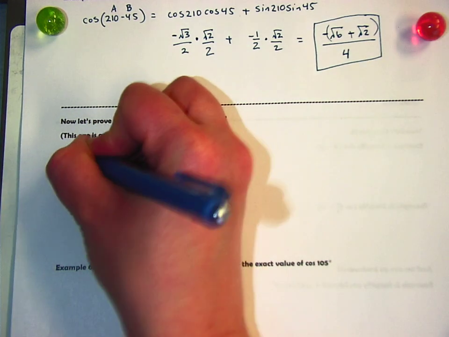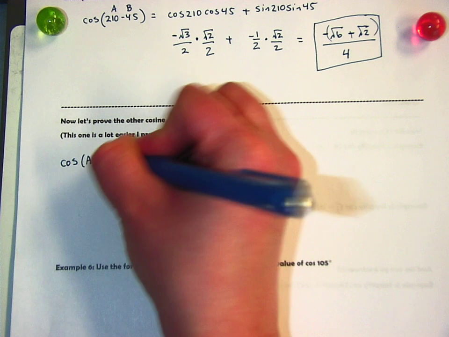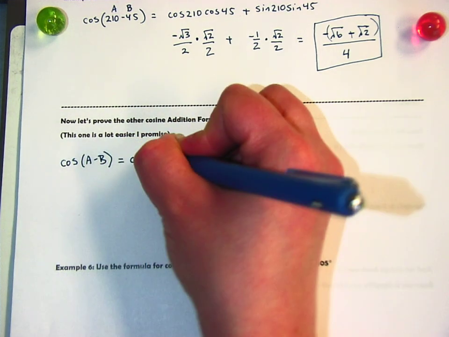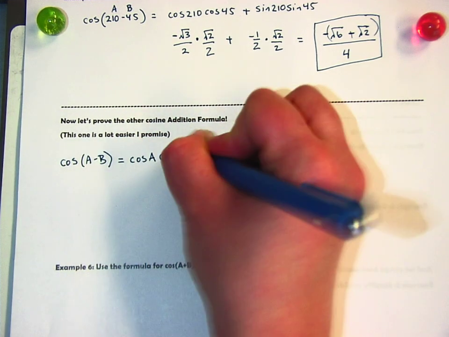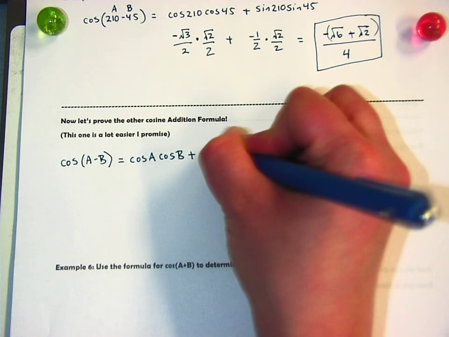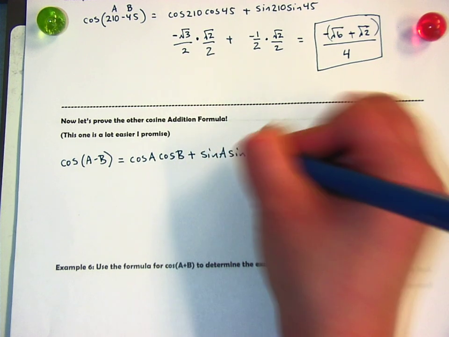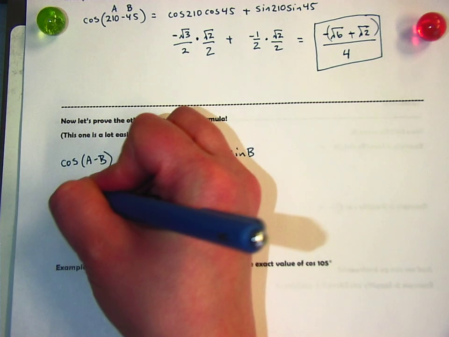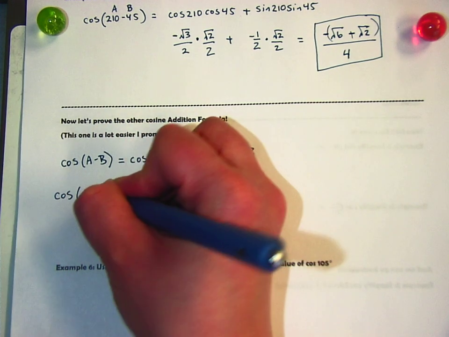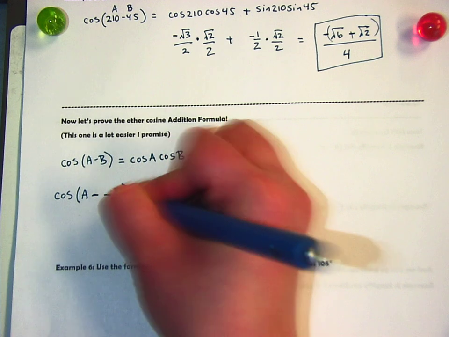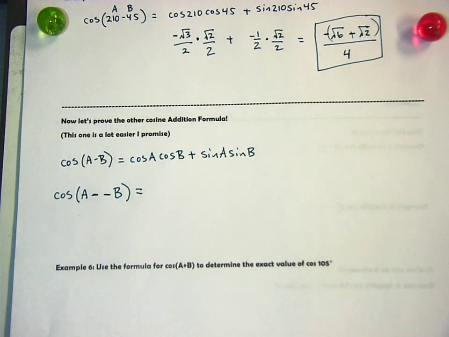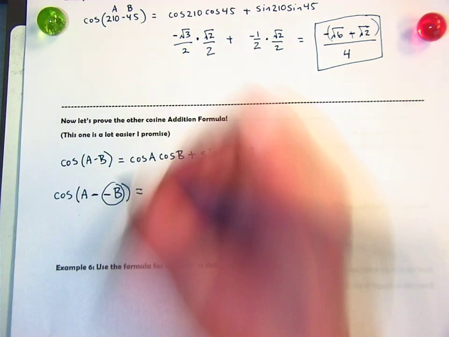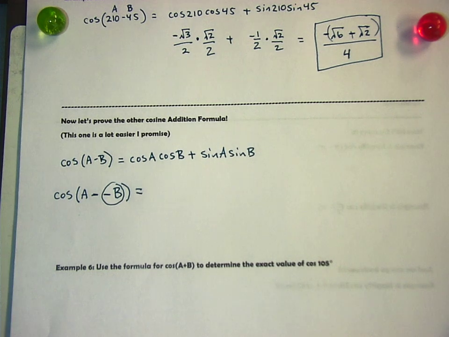Everybody write it with me. Cosine of A minus B equals the cosine of A, cosine of B, plus the sine of A, sine of B. And then I'm going to rewrite this as the cosine of A minus a negative B. Why do you think I'm writing it like that? That becomes a plus now. What I'm about to do is put negative B in the formula instead, and that'll give me the minus minus, which is a plus.